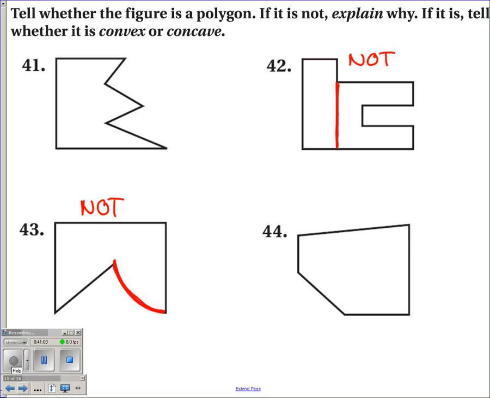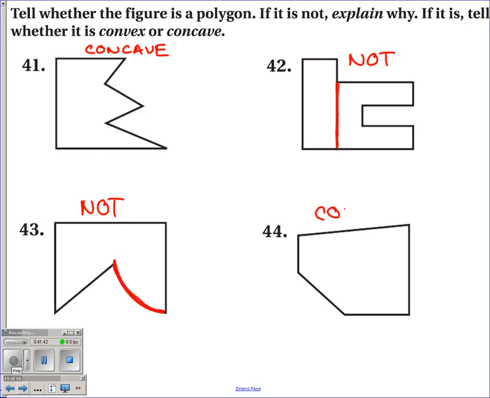So that leaves 41 and 44. 41 is made up only of segments. It doesn't have any segment going through connecting across, so it is a polygon. Now, is it concave or convex? Well, if we were to continue on this segment right here, it would go through and hit the other side of the polygon. So this is concave. It caves back in towards the middle, all right? And we don't study very much about concave other than that this is a concave.